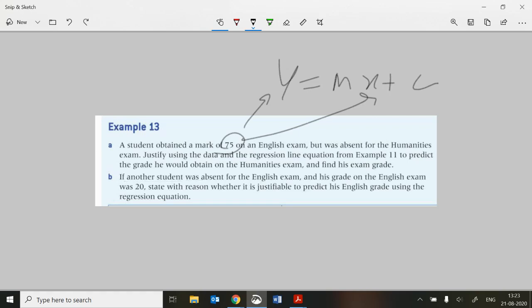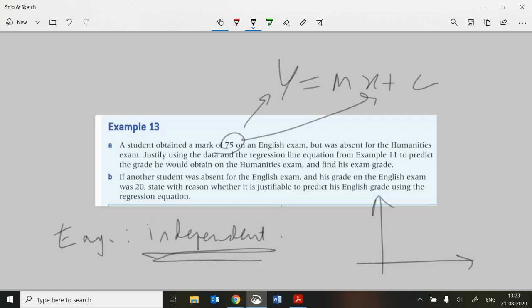That says if another student was absent for the English exam and his grade on his humanities exam was 20, state with a reason if it's justifiable to predict his English grade using the regression equation. Well, two things. This regression equation has used English as the explanatory variable, so English is our independent variable here, and the formula uses x as our independent variable. So first of all, there's an issue of the fact that we've minimized our y residuals within this formula.